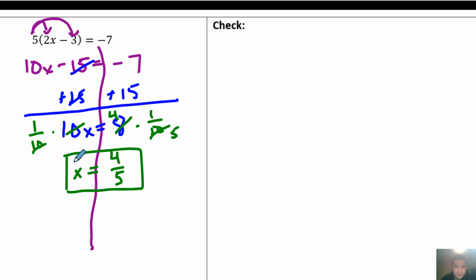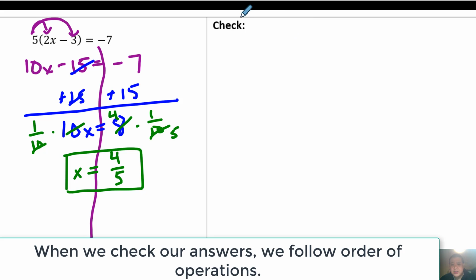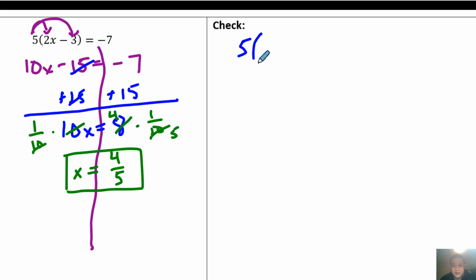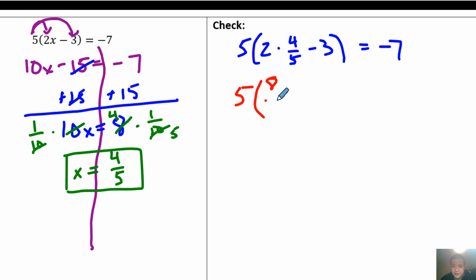Then we can check it by plugging in this x value right here, and solving using order of operations and seeing if we get negative 7. So let's go ahead and do that. We get 5 parentheses 2 times 4/5 minus 3 will hopefully get us negative 7. So we are going to multiply across here. According to order of operations, we do this multiplication first. So we have 5. 2 times 4 is 8/5.